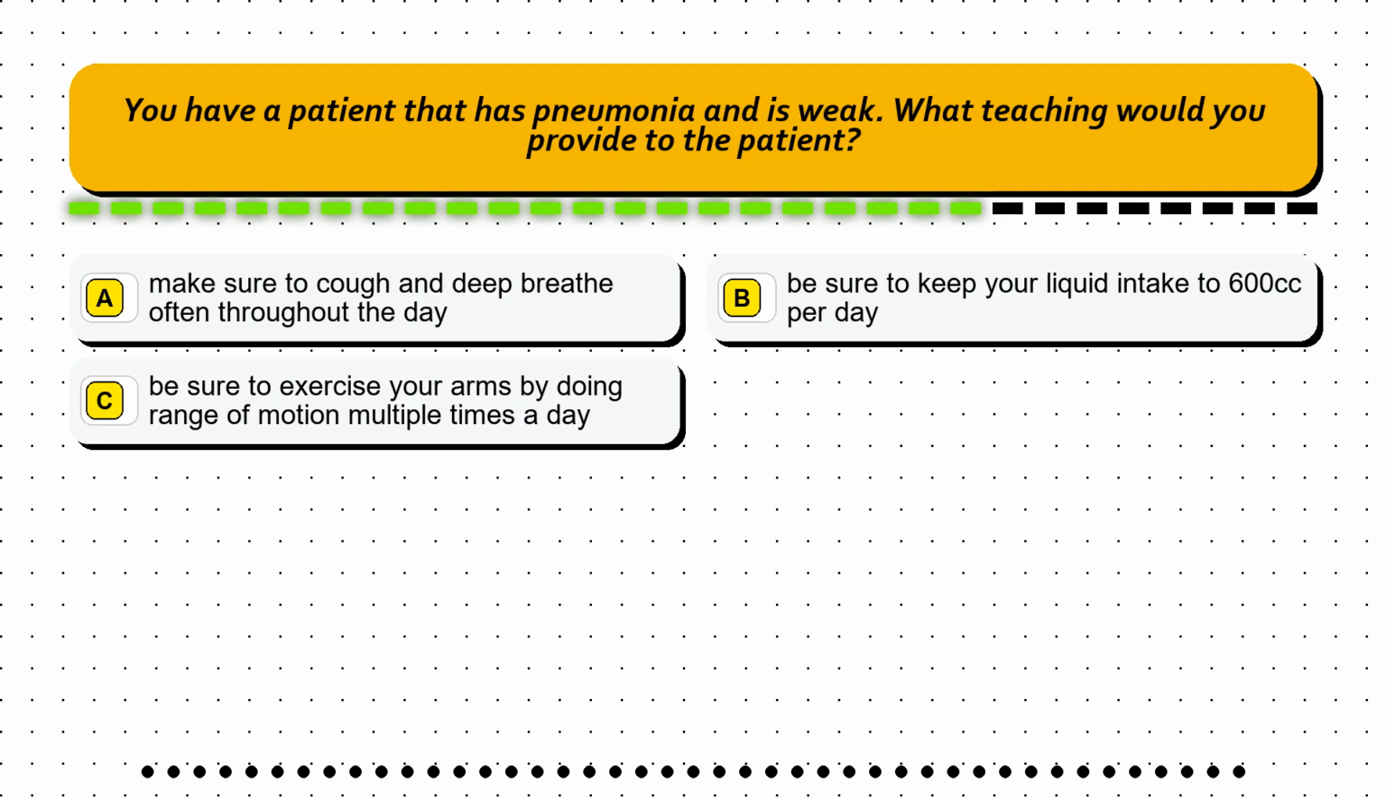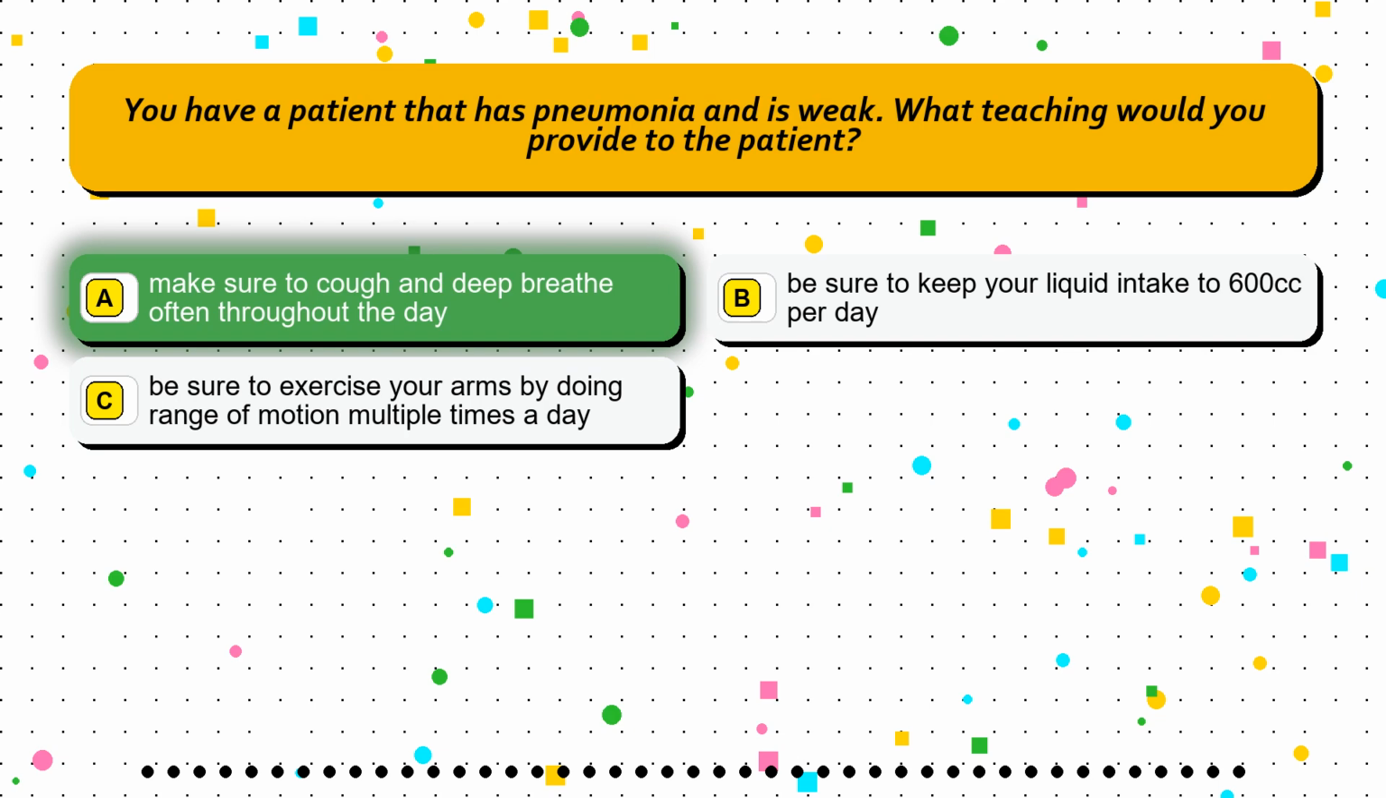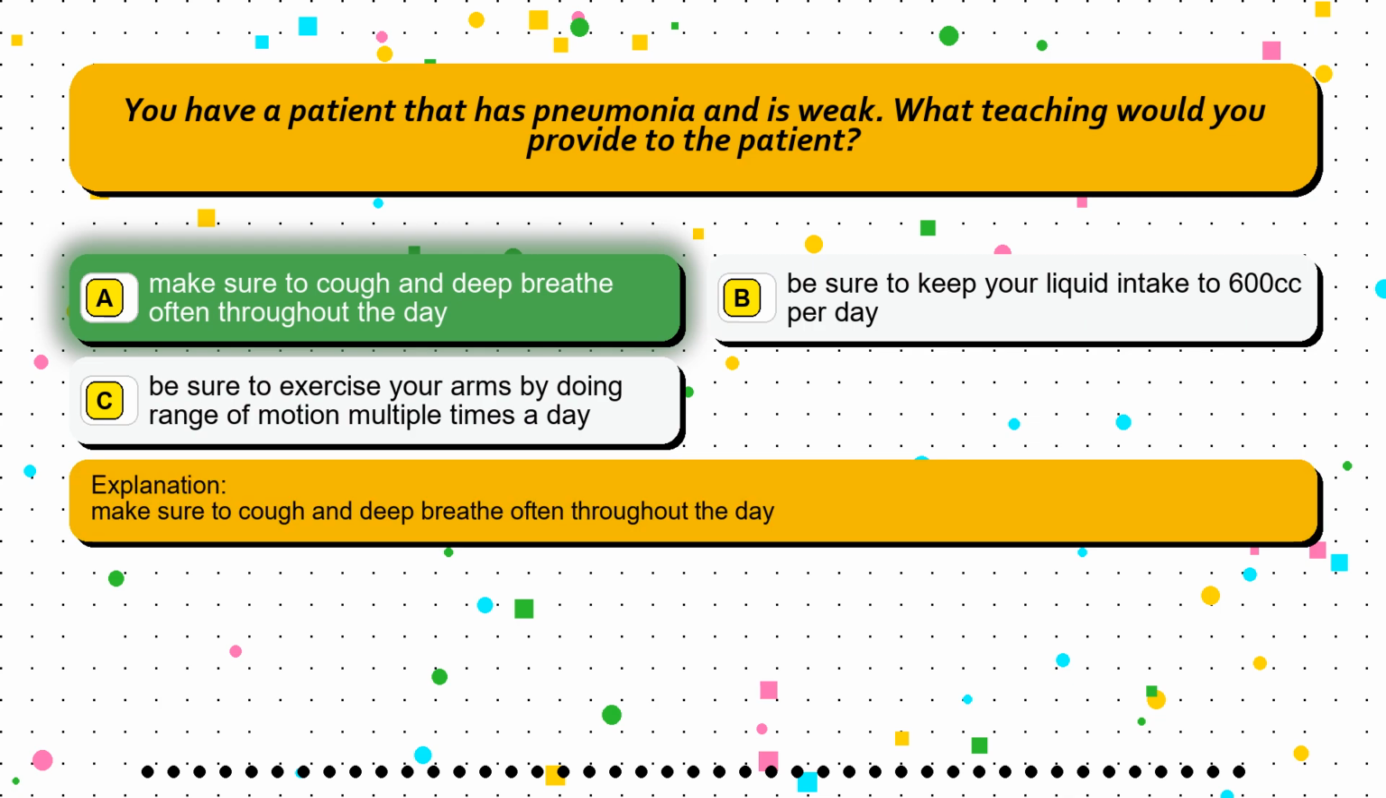Question 36. You have a patient that has pneumonia and is weak. What teaching would you provide to the patient? Option A, make sure to cough and deep breathe often throughout the day. Option B, be sure to keep your liquid intake to 600 cubic centimeters per day. Option C, be sure to exercise your arms by doing range of motion multiple times a day. The correct answer is option A, make sure to cough and deep breathe often throughout the day.